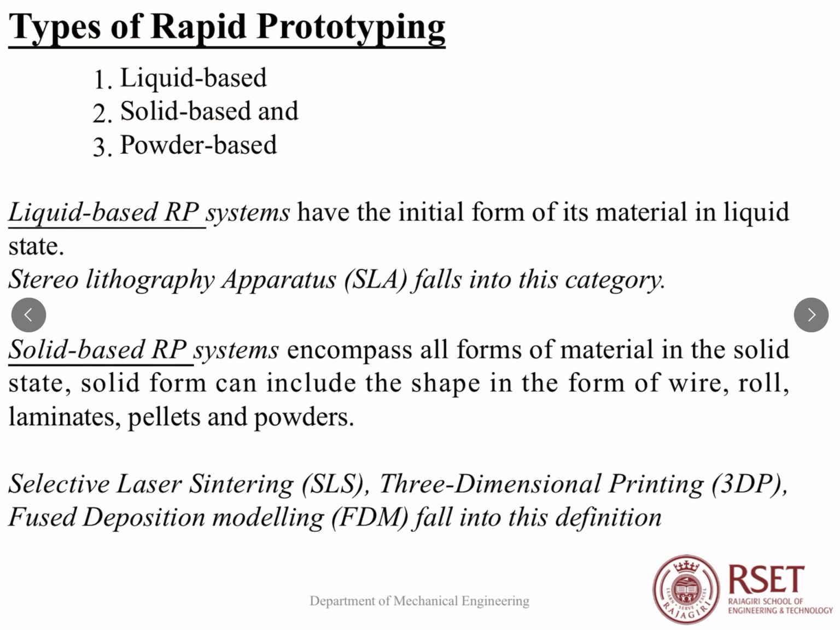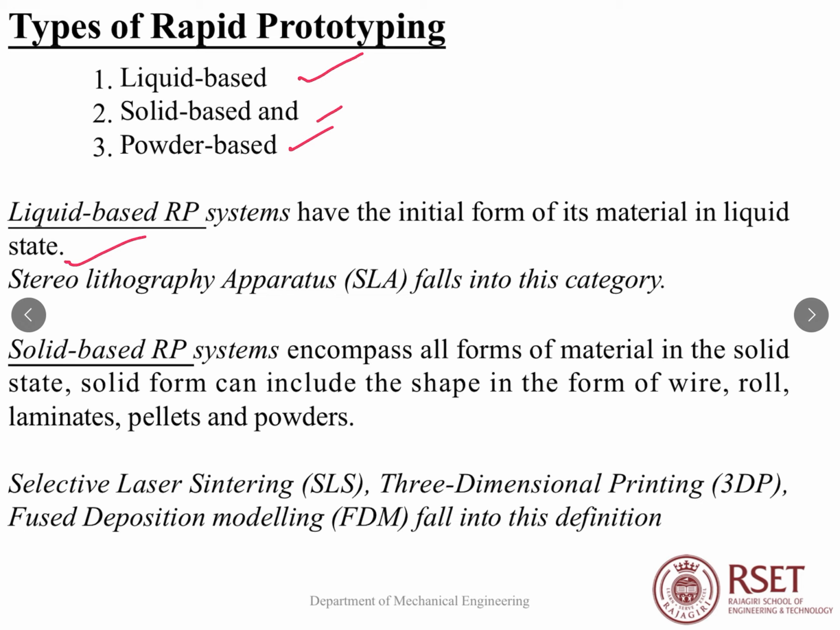The types of rapid prototyping are liquid based, solid based, and powder based. In liquid based, the rapid prototyping system has the initial form of its material in liquid state. The stereolithography apparatus falls into this category. We start with the liquid state.